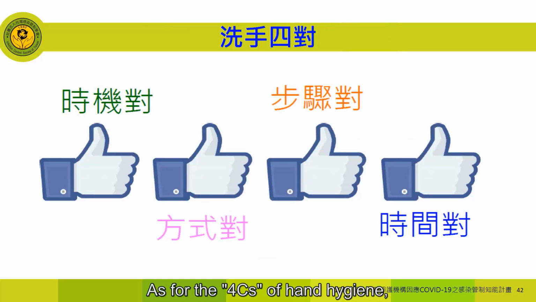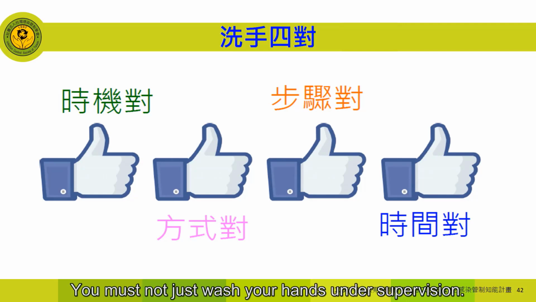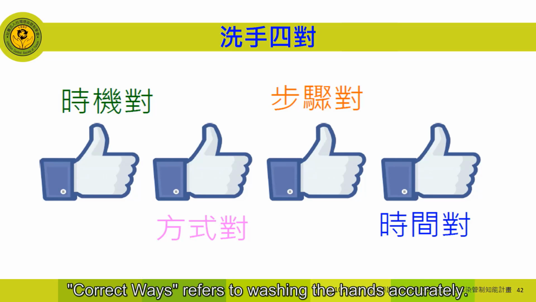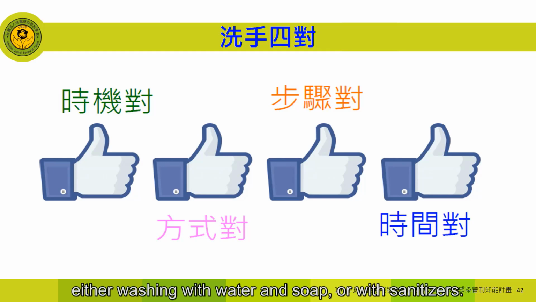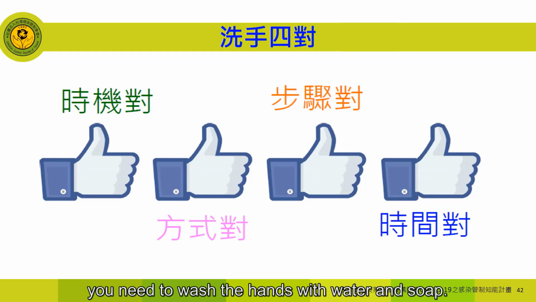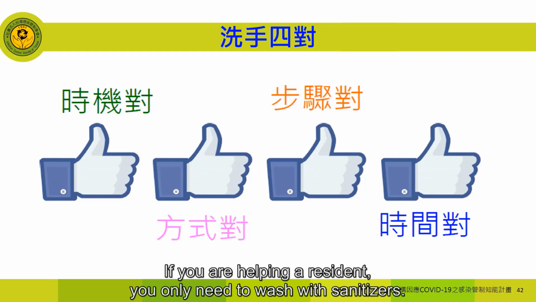As for the 4 C's of hand hygiene, correct movement refers to the 5 movements. You must not just wash your hands under supervision. Whenever any of the 5 movements happen, you have to wash the hands. Correct ways refers to washing the hands accurately, like we've just learned, either washing with water and soap or with sanitizers. If your hands are dirty or you've just finished changing the diapers, you need to wash the hands with water and soap. If you're helping a resident, you only need to wash with sanitizers.